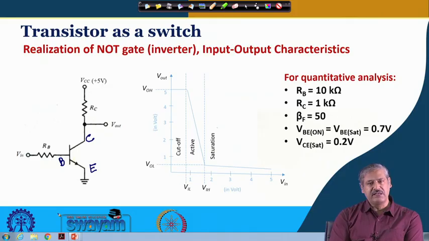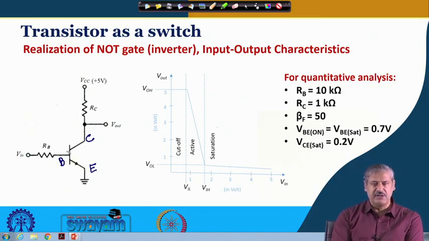Now, if you look at this circuit and try to plot V in versus V out, this x axis is V in, the independent variable, and the y axis is the dependent variable V out. So, how will this circuit work? Right in the beginning when V in is 0, the transistor is in off state. So, at that time what will be the output?